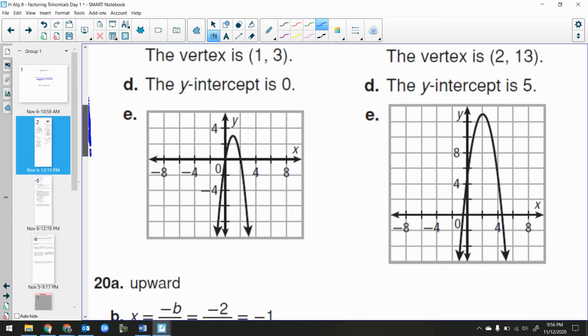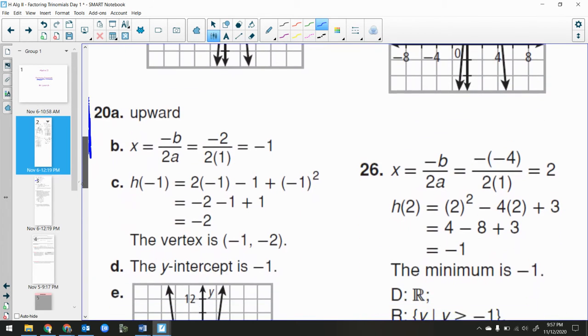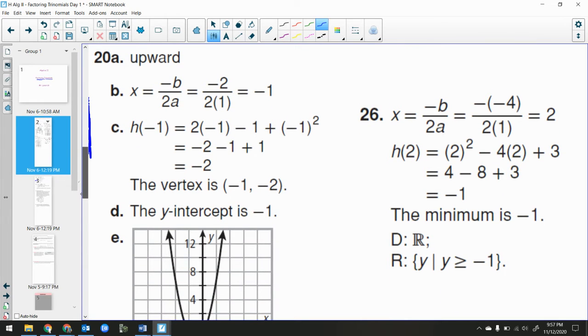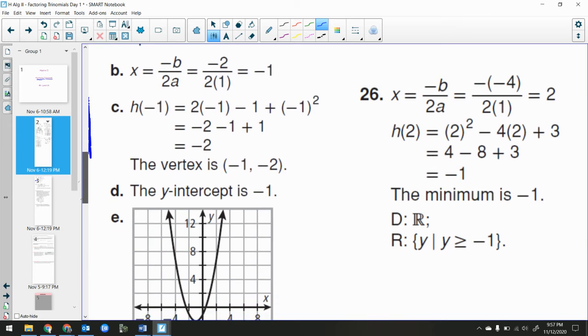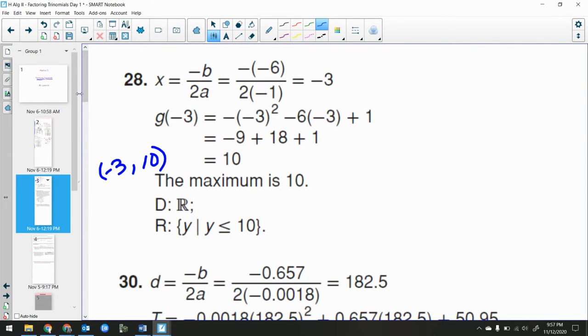There's the graph as well. And here's 20 and 26. Okay. And again, pause where you need to.